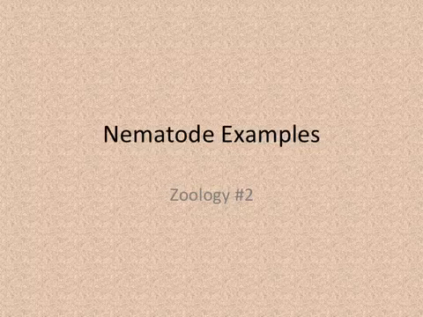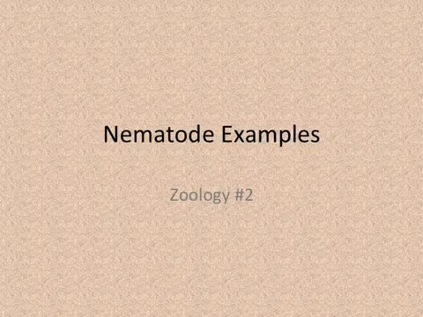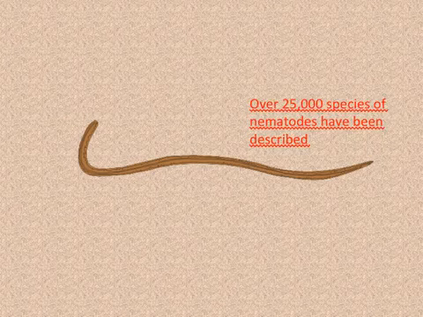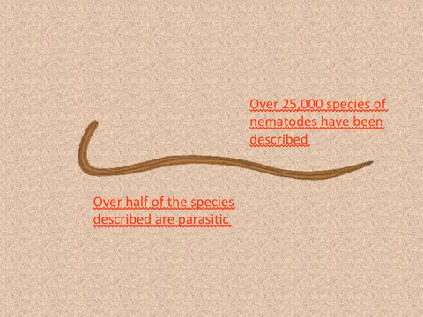In this lesson, we'll be learning about nematode examples. So here's our nematode, our roundworm. Over 25,000 species of nematodes have been described, and over half of those species are described as parasitic.